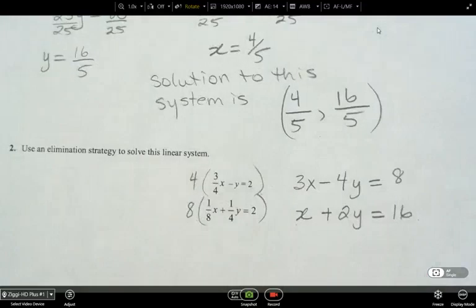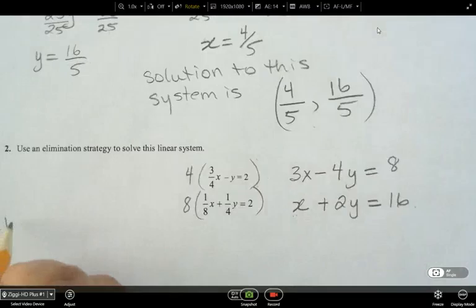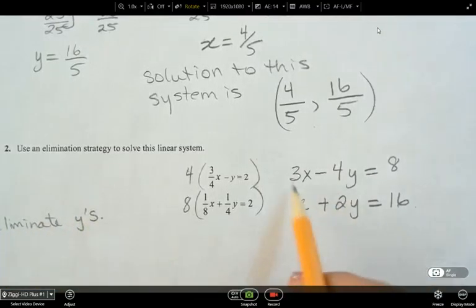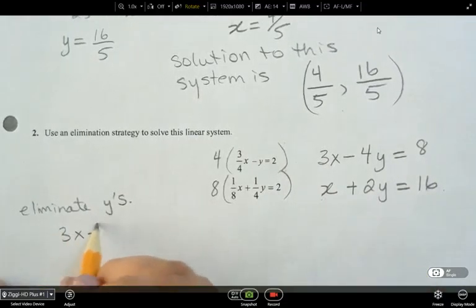So which variable do you want to eliminate first? Do you want to eliminate the x's or the y's? You want to eliminate the y's? Okay, so eliminate y's. What are we going to do to these equations here? So I've got 3x minus 4y equals 8. I'll just rewrite it.